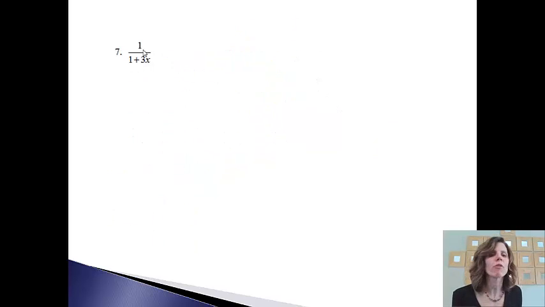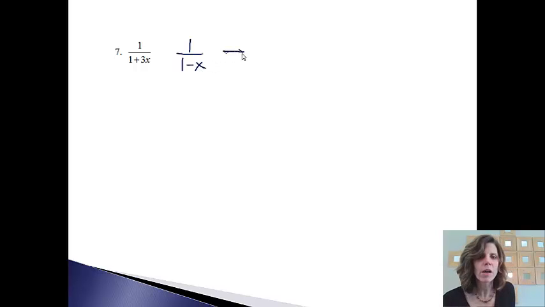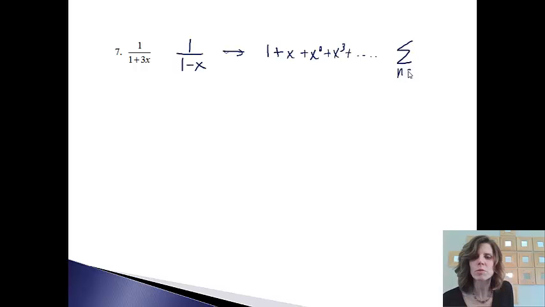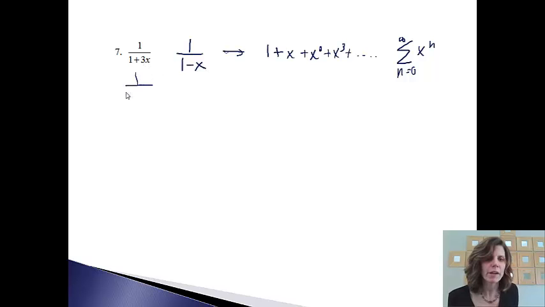Notice I have 1 over 1 plus 3x. This is similar to the formula 1 over 1 minus x. This is a Maclaurin polynomial, so again, it's centered at 0. I'm going to write down the formula for this. It was 1 plus x plus x squared plus x cubed plus dot dot dot. The sigma notation for this one was n equals 0 to infinity of x to the n. So we need to figure out what we are putting in instead of the x. If I rewrote this as 1 minus negative 3x, that's what we would have to have.